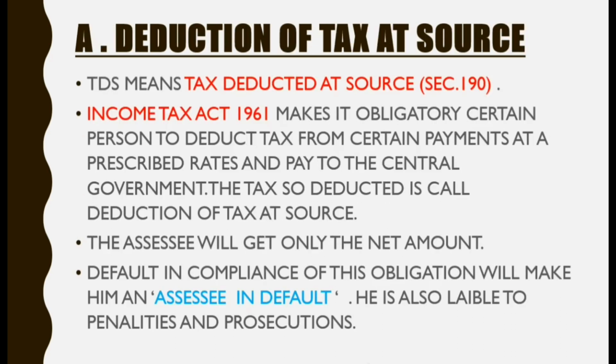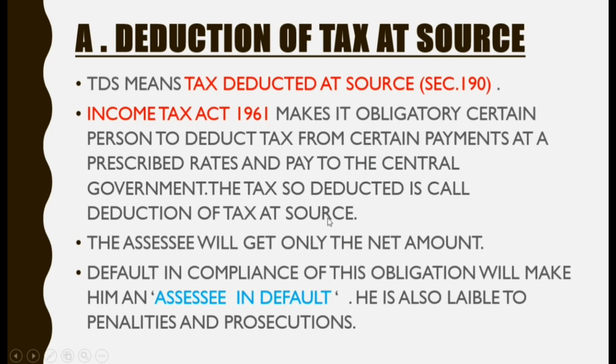Coming back to the point, deduction of tax at source. TDS means tax deducted at source. It is mentioned in section 190 of the Income Tax Act 1961. Here it says that it is obligatory for certain persons to deduct tax from certain payments at prescribed rates and pay it to the central government. The tax so deducted is called deduction of tax at source.